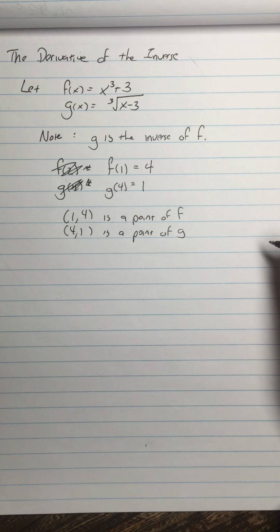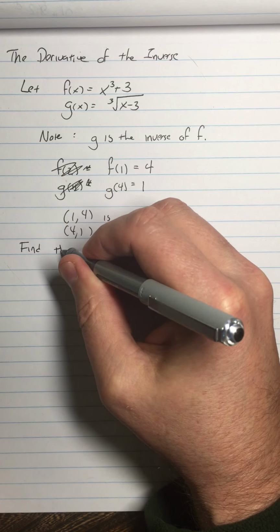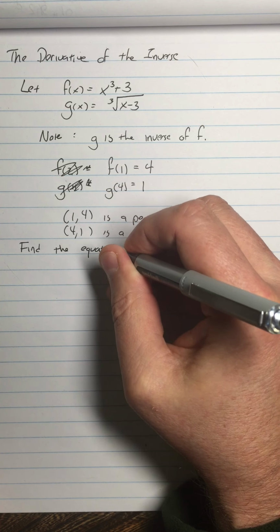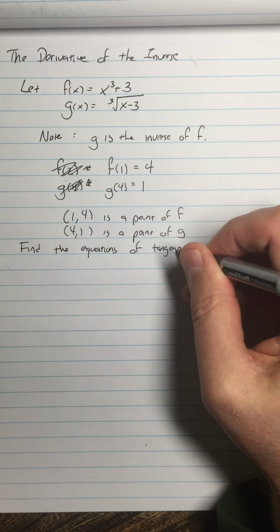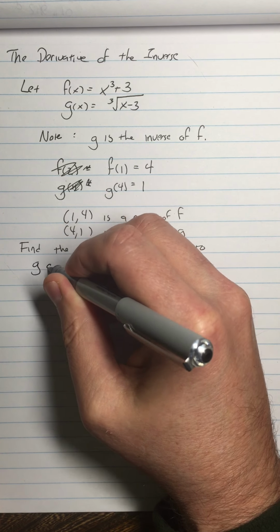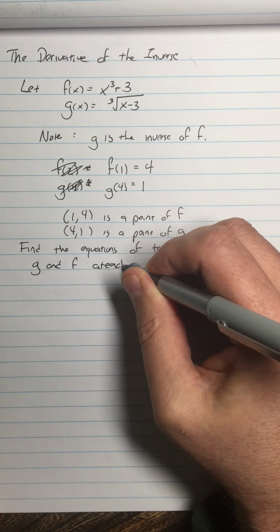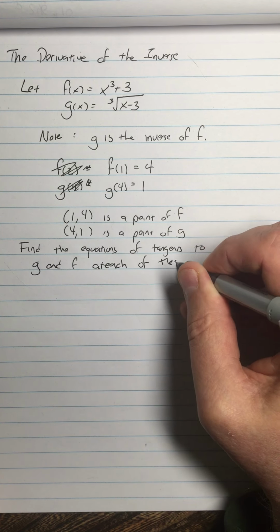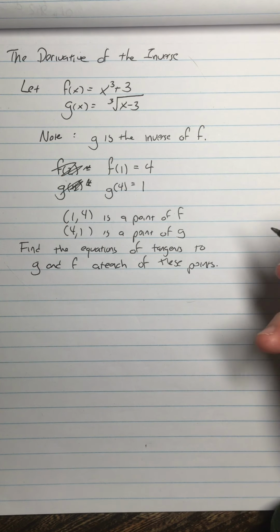So what I'd like to do is find the equations of the tangents to g and f at each of these points. So in order to do that, we're going to need f prime and g prime.